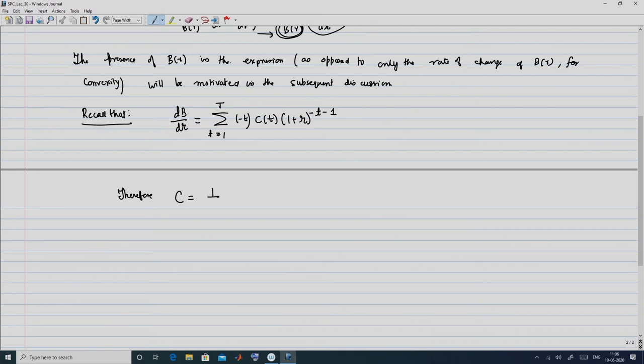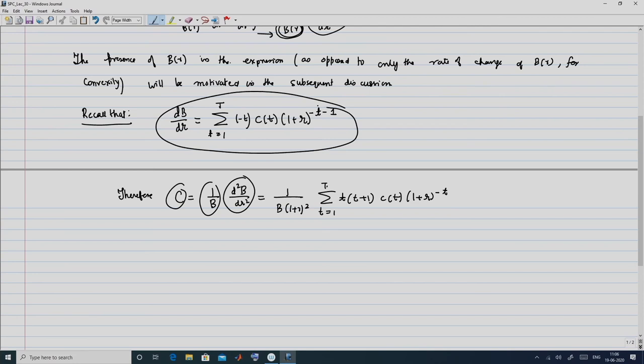So, from here, we therefore get that C is equal to 1 over B into d square B by dr square, and this is going to be 1 over B into (1 plus r) square into the summation of t into (t plus 1) C_t into (1 plus r) raised to minus t, t equal to 1 to capital T. So, basically C is 1 over B into the second derivative, and the second derivative here is obtained by taking the derivative of this expression to eventually get this expression for convexity.